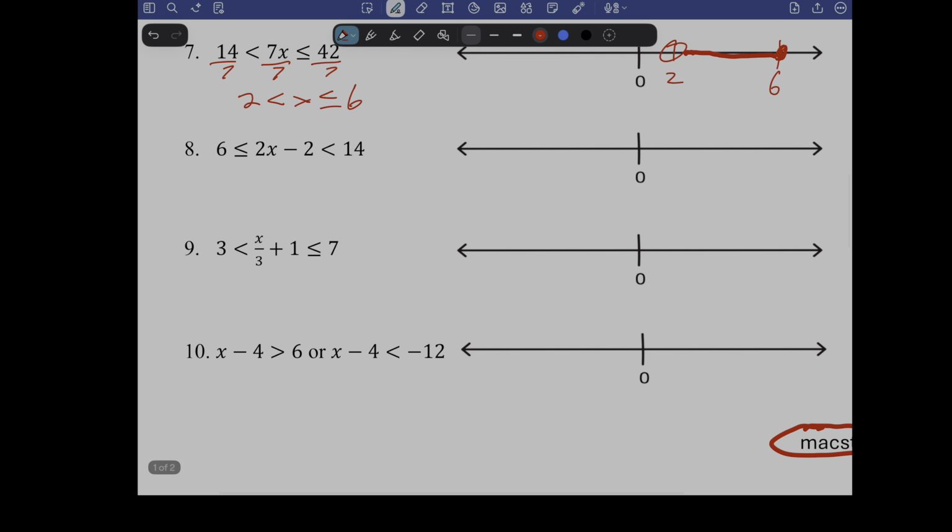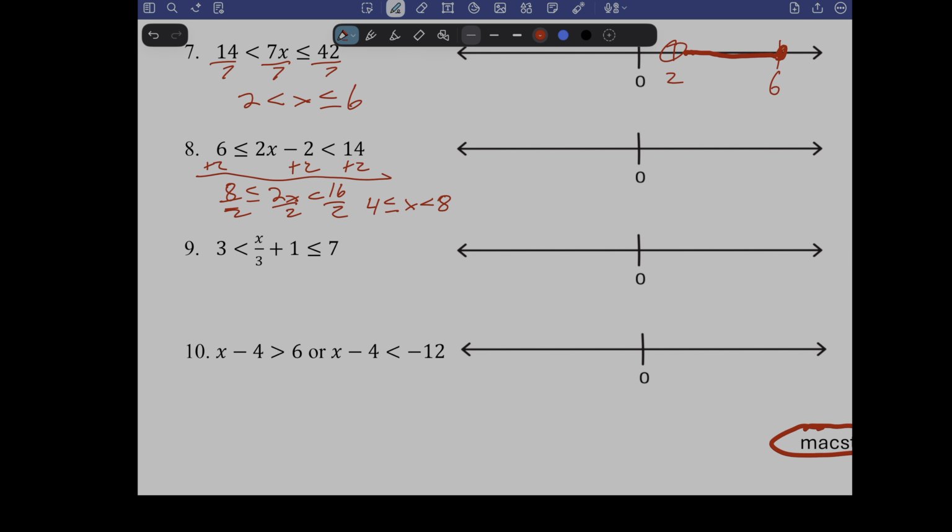And number 8, I have a compound equation. So I'm going to add 2 to all three sides. And I'm going to get 8 is less than or equal to 2x, which is less than 7. Now, once I divide all three sides by 2, oh, sorry, why did I do that? I got to slow down a little bit. That's a 16. Okay, so once I do that, I'm going to get, let's see, 8 divided by 2. I'm running out of room, so I'm going to write over here a little bit if you don't mind. 4 is less than or equal to x, which is less than 8.